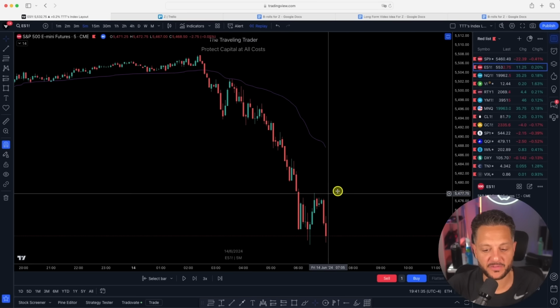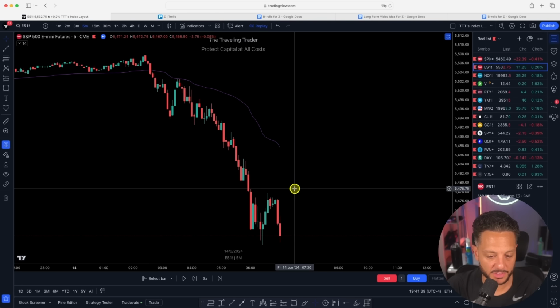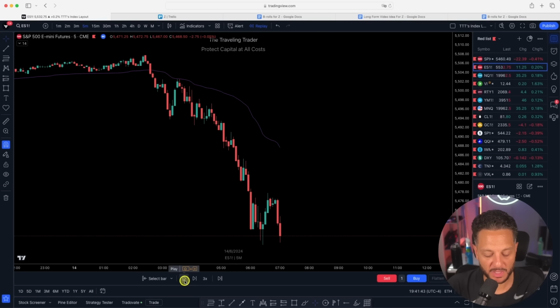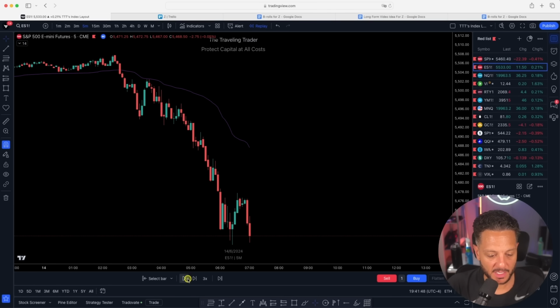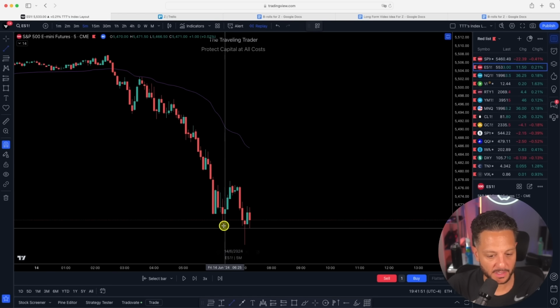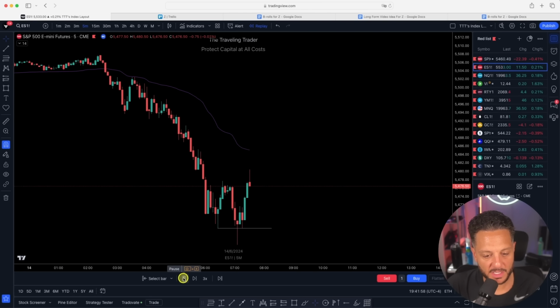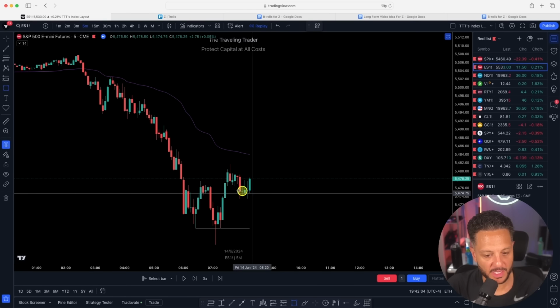All right, and my third favorite entry model is called a unicorn model. What is a unicorn model? A unicorn is just a breaker and fair value gap combo, right? A breaker block and fair value gap combo. So if you look at ES here, you can see that ES swept liquidity here, right? You can see this is a clear liquidity sweep here. And as we near New York Open, you can see that we created a fair value gap right here, right?